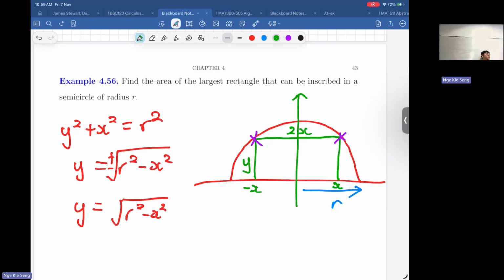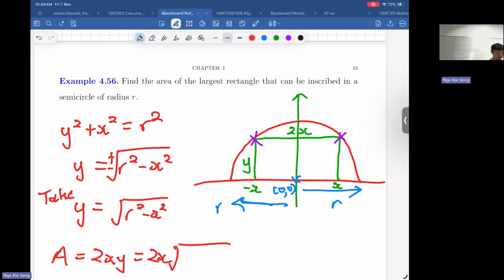Okay, makes sense? I mean, this really depends on how your semicircle and rectangle sit inside your coordinates. The way we choose to put this is to put it at the origin. So it's symmetric, because a semicircle is symmetric, so we can do this. Then the area in this case will become just 2x times y, which is 2x times square root of r squared minus x squared.